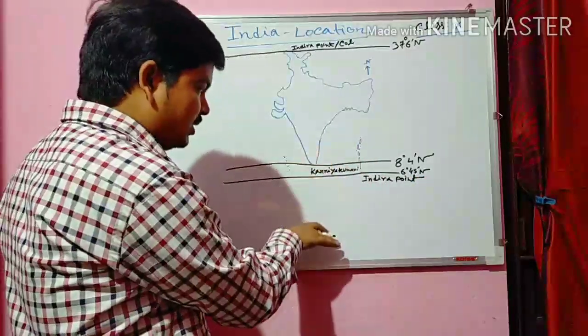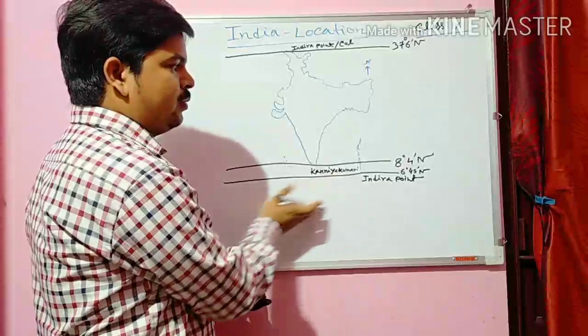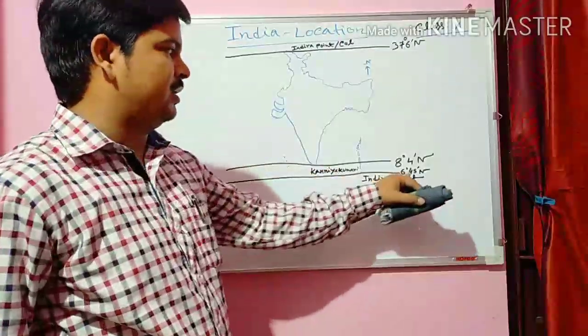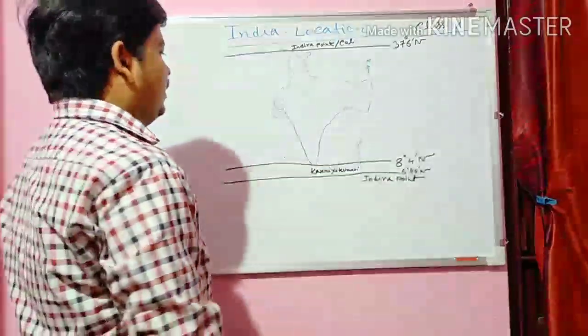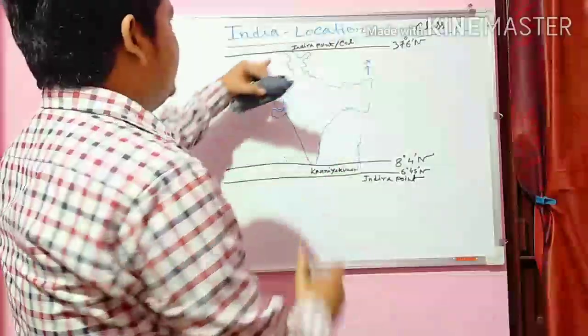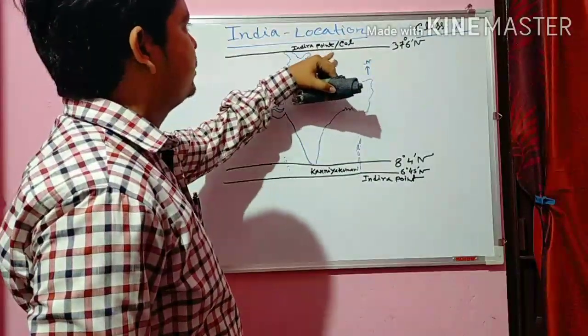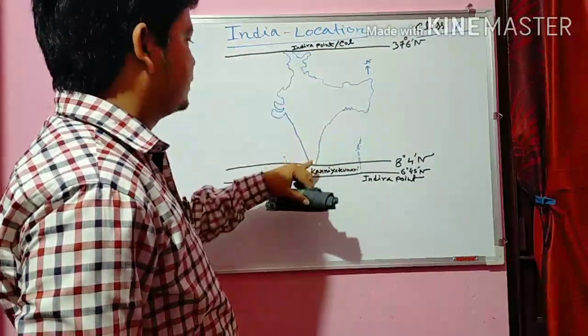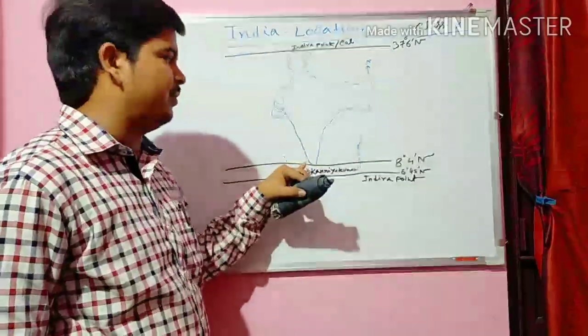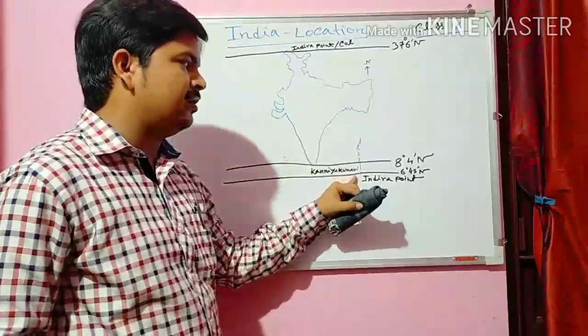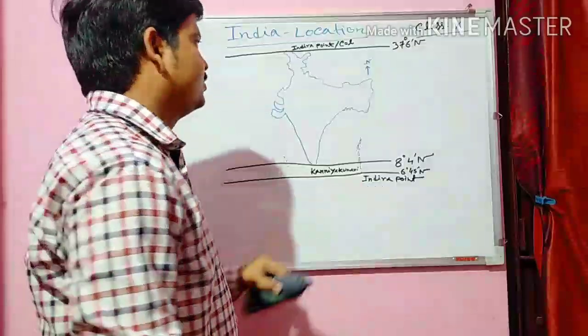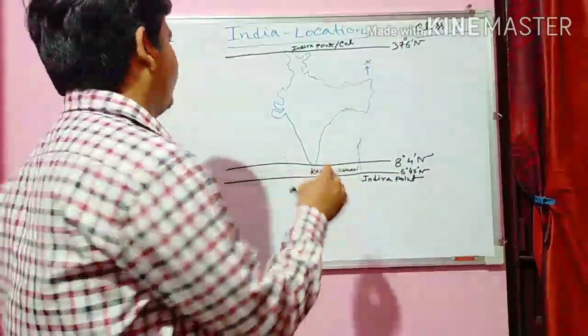As you come towards the south, it will be very close to the equator. That's why the values are going lower. So 37 degree 6 minute north is the northernmost point, this is the southernmost point of India mainland, and this is the southernmost point of India. It is very confusing, so make a note first.